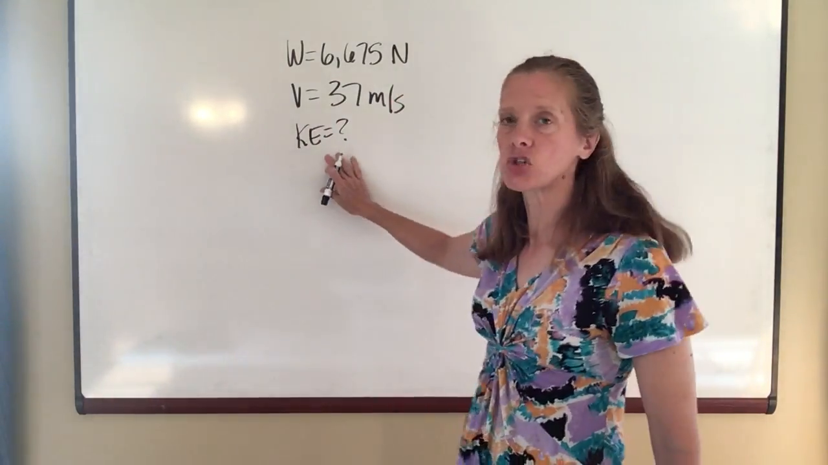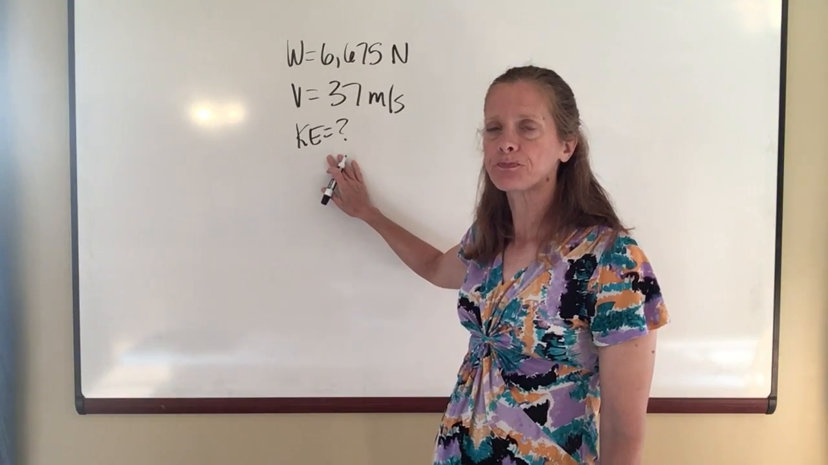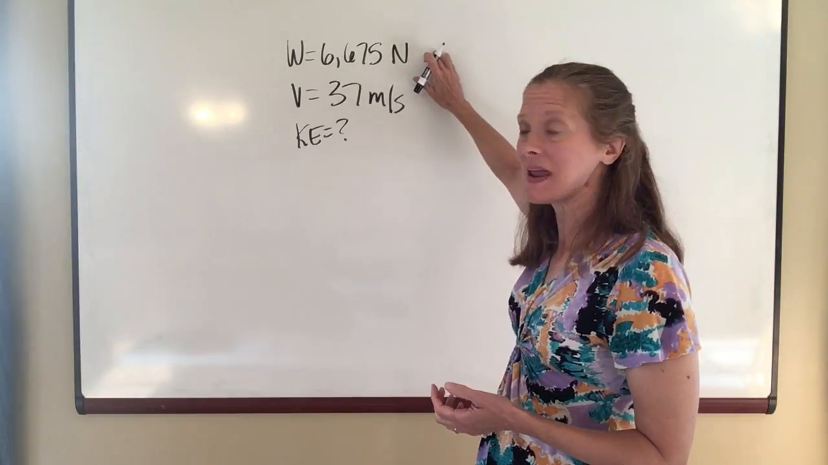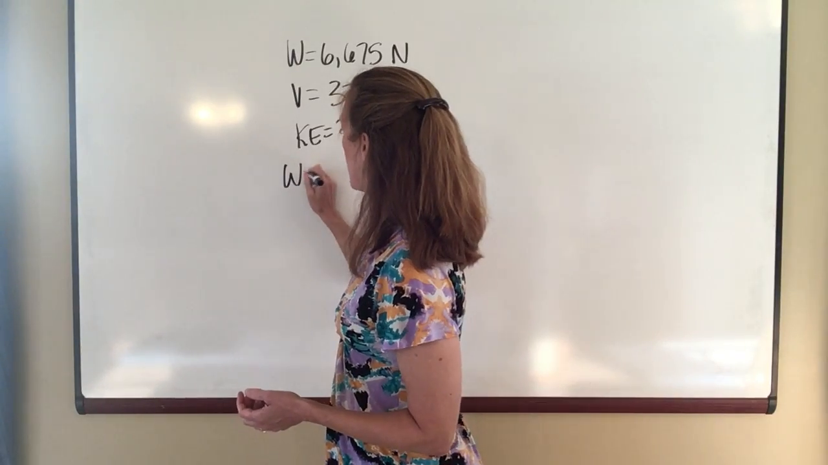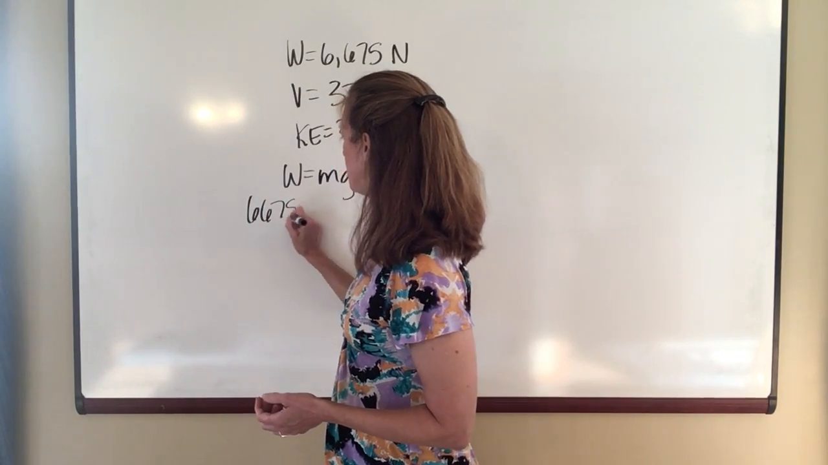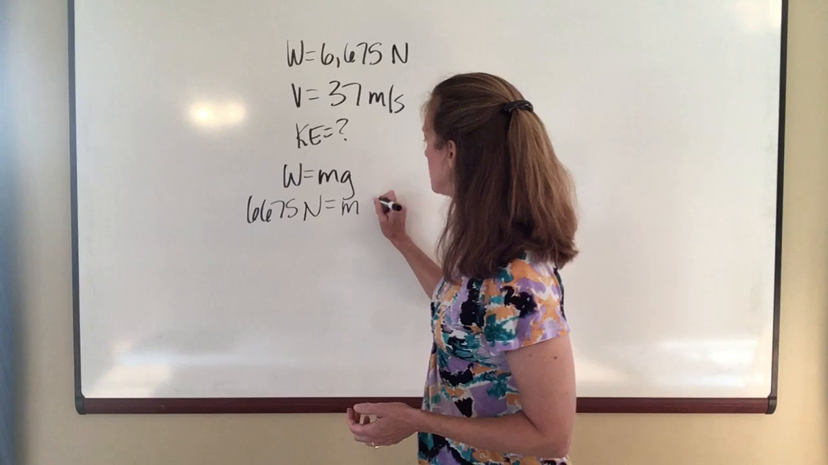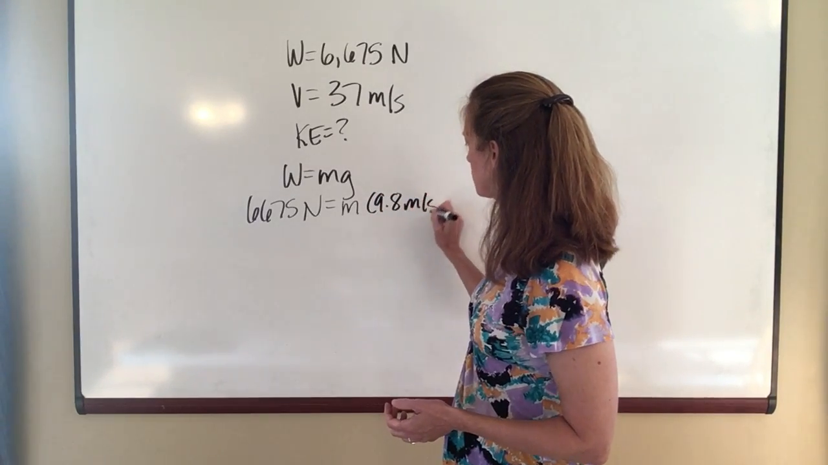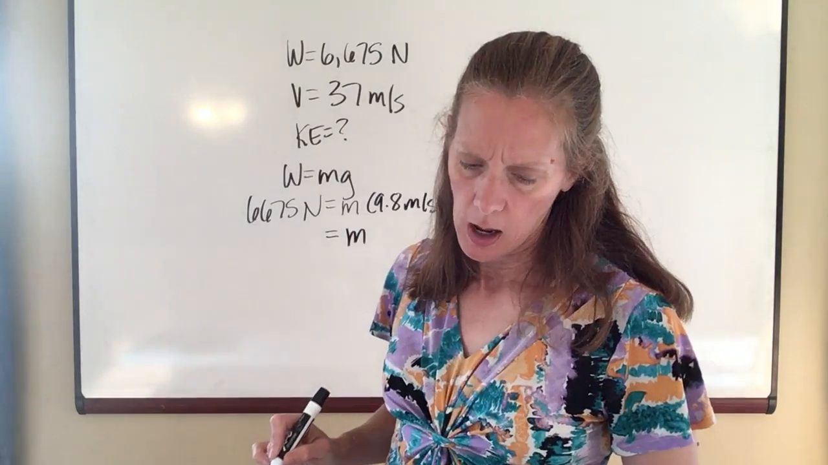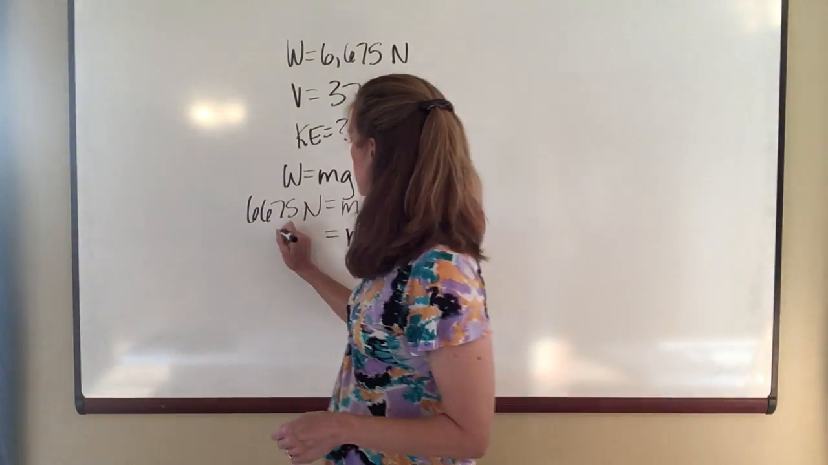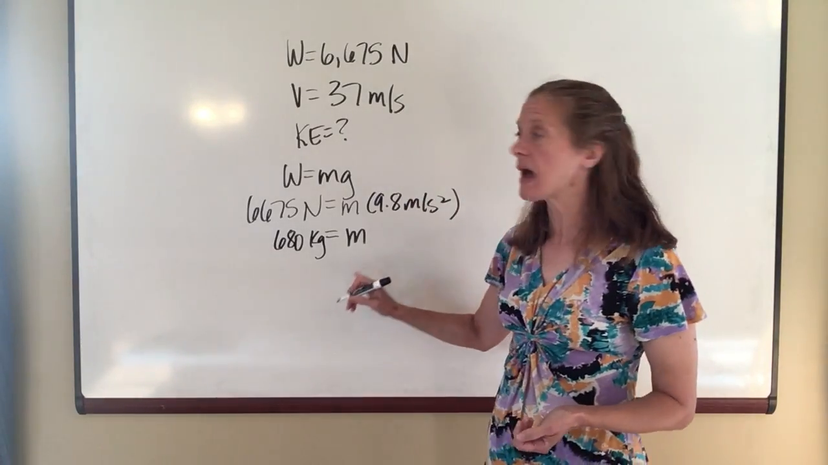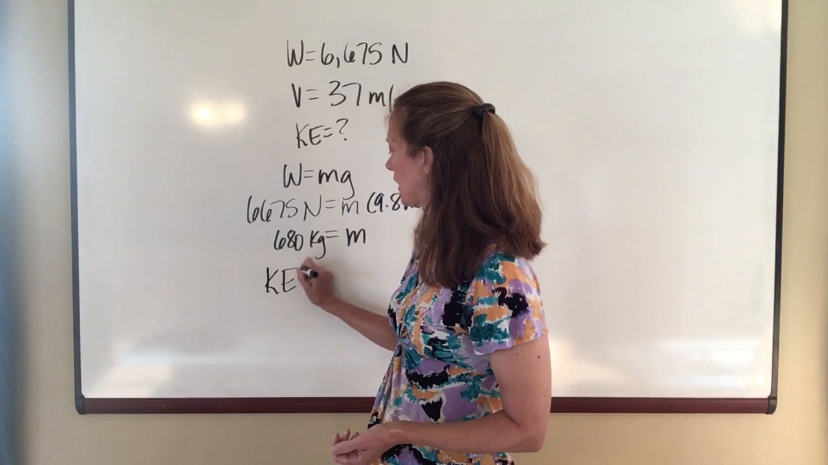Well, kinetic energy is 1/2 mv squared. So in order to find the mass, I'm going to have to get that from the weight that I have been given. So I know that weight is the mass times gravity. So I've got 6,675 newtons equals the mass times 9.8 meters per second squared. And then if I divide both sides by 9.8 meters per second squared, I'm going to get a mass of 680 kilograms.